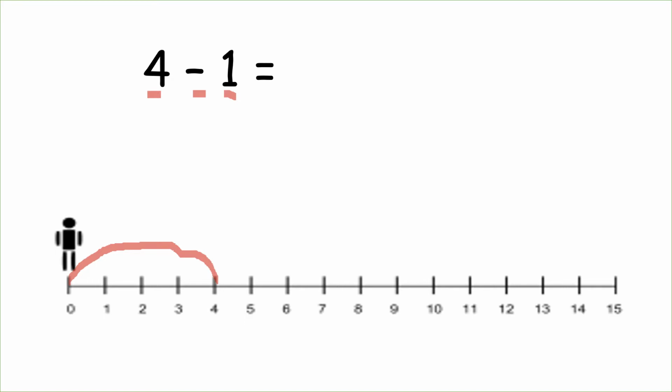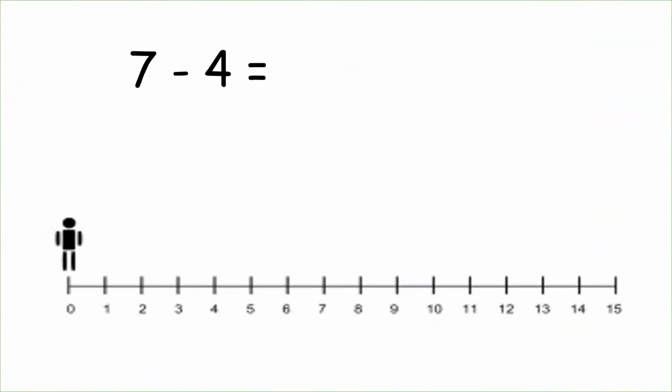And the difference in the subtraction is that we go backwards because we are taking away. So from the 4, we go back 1 space. We take away 1 and we end up on the number 3. So 4 take away 1 is 3. When we are subtracting, we move backwards, back towards the 0. Okay, so let's do a few more.